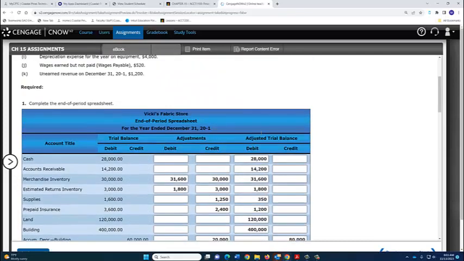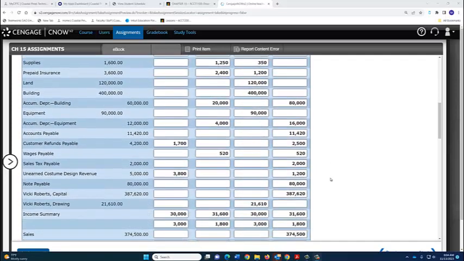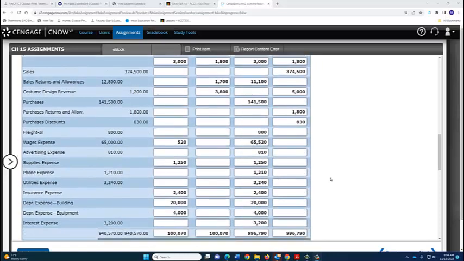Now, the next thing we're going to do is calculate the net income, but it's a little trickier since we're given a partial worksheet. We're not given the income statement column and the balance sheet columns. Even though they're not given to us, we know the figures that go on each column. Okay, so the goal here is to calculate the net income.